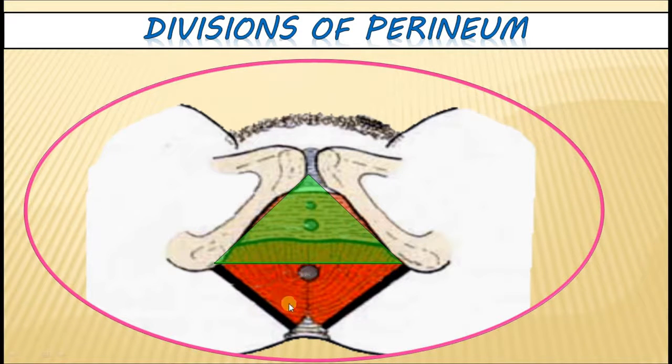In the anal triangle, you mainly have the anal orifice and the perineal body, which intervenes in front of the anus.